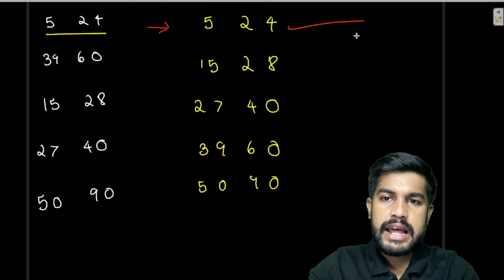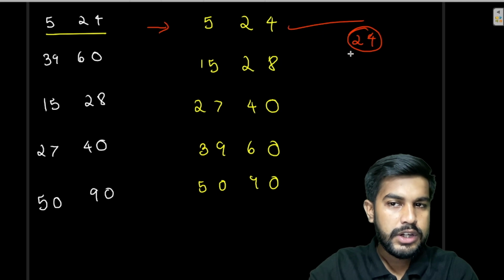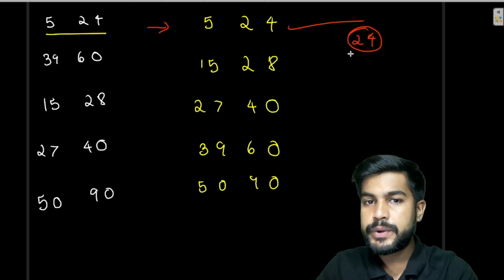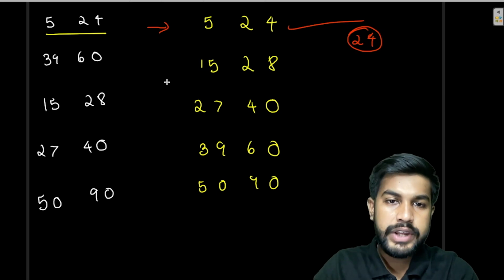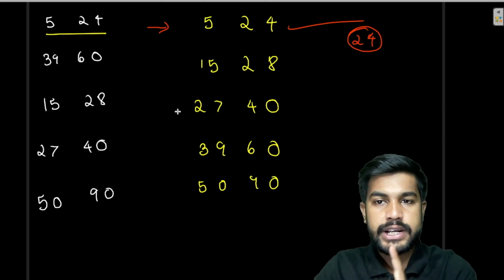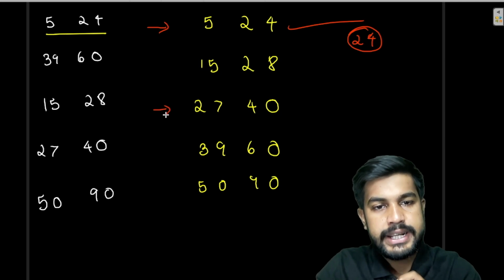Then they have booked the room till 24, so I need to assign the next meeting after 24. So 15, no, it would clash. 27, no, it won't clash. So I would allow this meeting also.